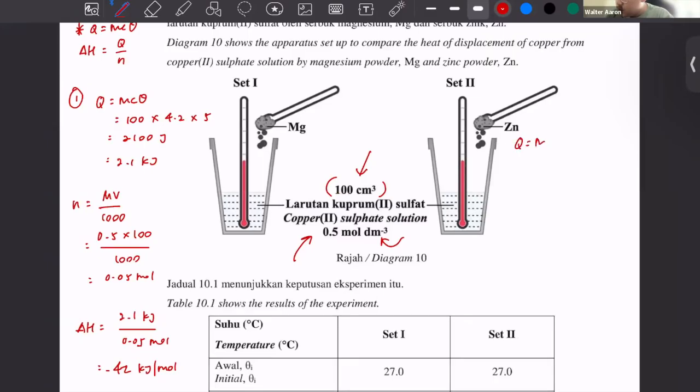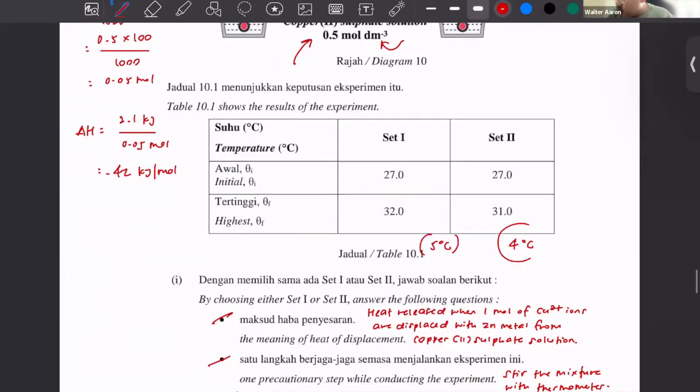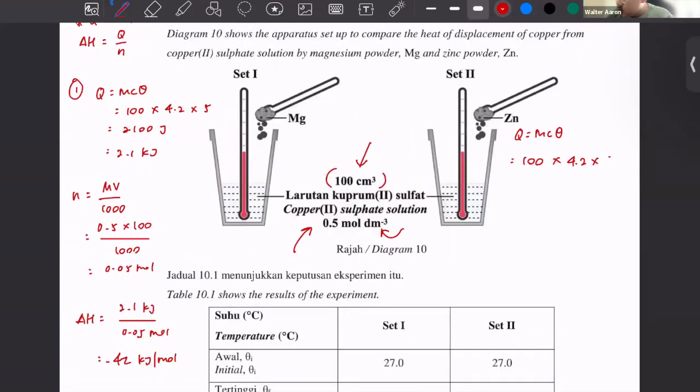Q is equivalent to MC theta. For zinc it will be the same thing also, 100 times 4.2. But the temperature change is only 4 degrees Celsius, slightly lower, so it'll be 4 over here. So let's see what you get. You only get 1680 joules, which can then be converted into 1.68 kilojoules.